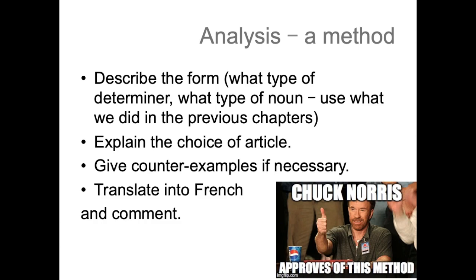So let's try to analyze a form in context. Okay? Here is a quick reminder of how to analyze a form. So you need to try and use precise vocabulary, and you always need to first describe the form, what type of determiner, what type of noun. So you need to use what we did in the previous chapters, and then you need to explain the choice of article and give counter examples if necessary. And you might also resort to the French if it can help better understand.